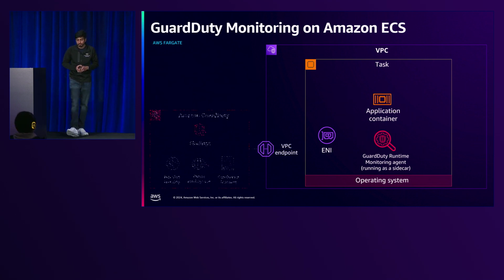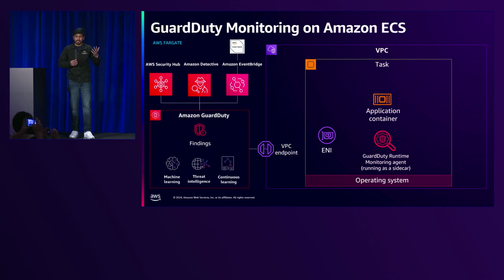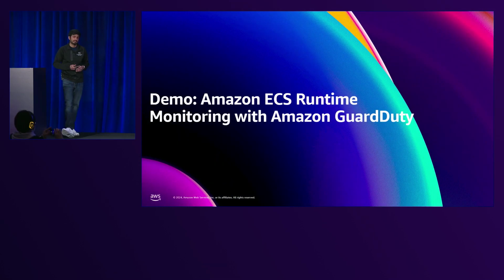Also, all the VPC endpoints will be configured automatically when you use ECS Fargate, and you don't have to worry about creating the VPC endpoints either. These VPC endpoints will be used to receive the runtime events from the particular task. So now that we have discussed GuardDuty and some of its findings, and how easy it is to deploy the Amazon GuardDuty runtime monitoring agent with AWS Fargate, let's take a quick demo to understand how it is going to be done in real time.